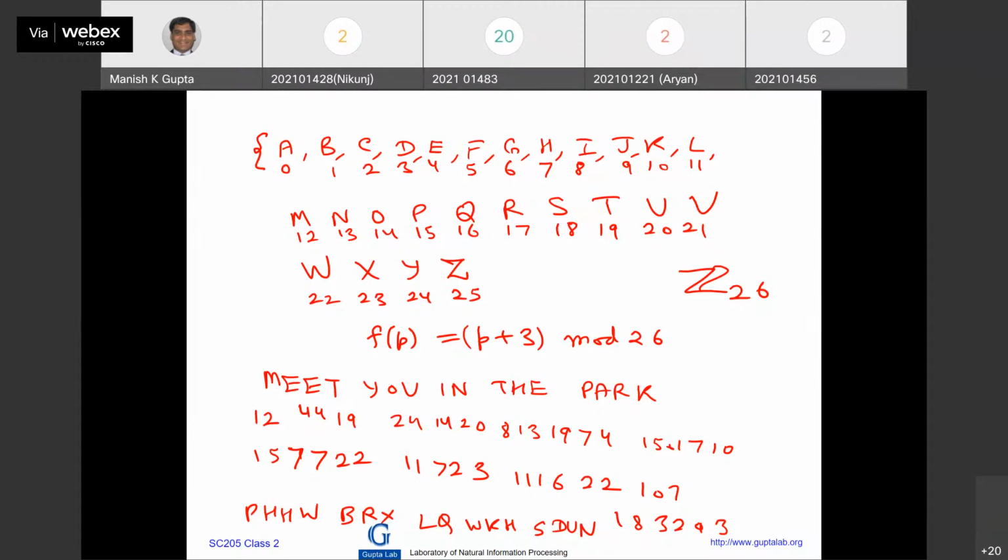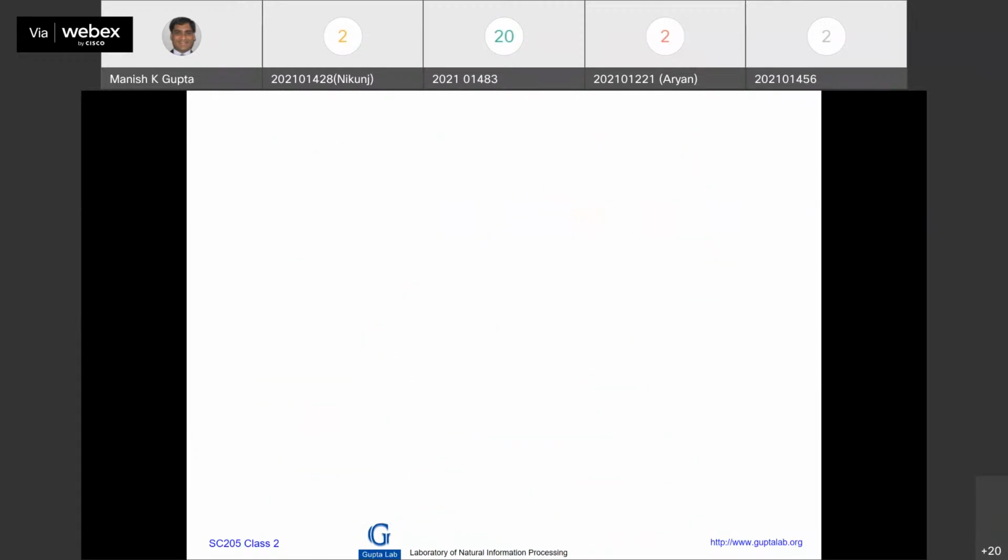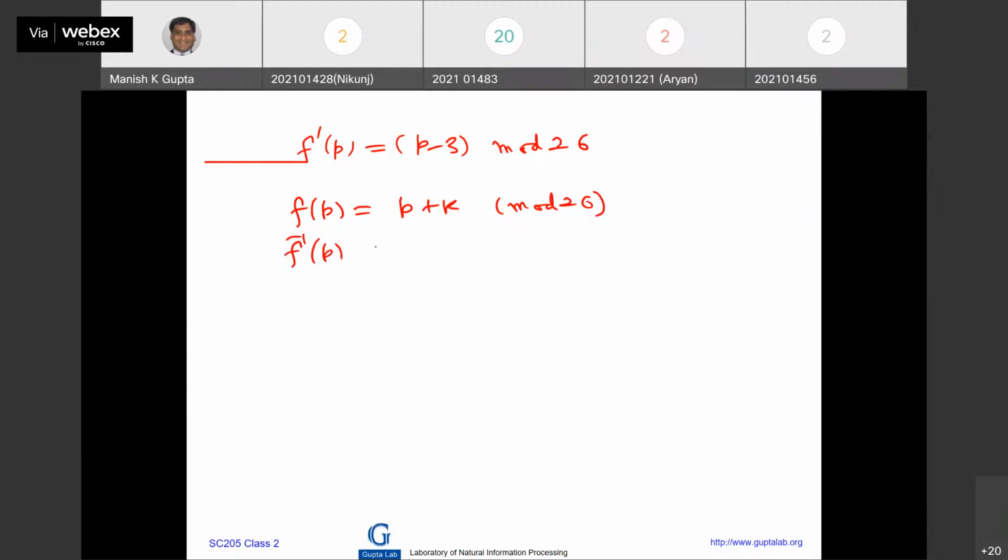There have been some generalizations which I would like to mention. By the way, how do we get the reverse? The reverse will be p minus 3 mod 26. Subtract 3 from each number and then reduce it modulo 26, and you will get back whatever was there. In general, we have the rule f(p) = (p + k) mod 26, and the inverse is (p - k) mod 26. This is a bit more general, a k-shift, so this is known as the k-shift cipher.